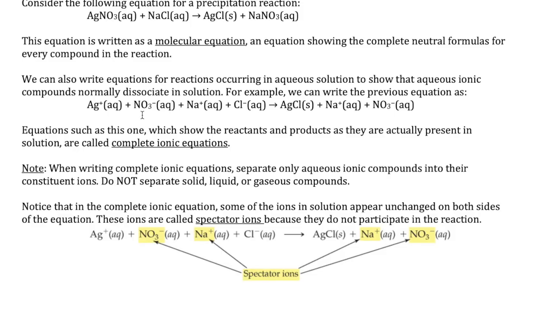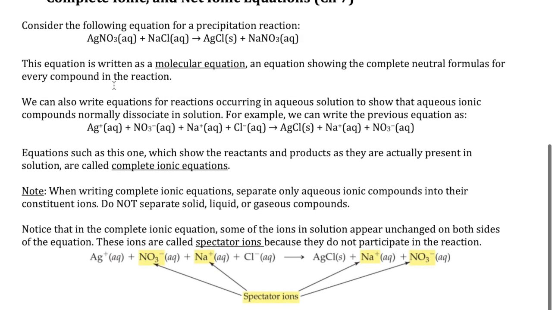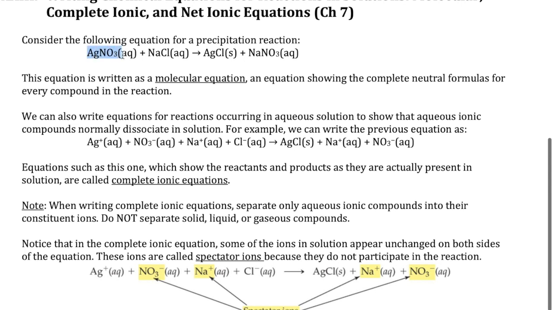So now, if we come back to the reaction that we were looking at earlier, we notice that several of these ionic compounds are in aqueous state. And so as a result, the reality is that they exist as separated ions. So what we have to do is write them as those separated ions. So we would take silver nitrate and break it apart into silver ion and nitrate ion, so Ag plus aqueous and nitrate aqueous. Sodium chloride would be written as Na plus aqueous and Cl minus aqueous.